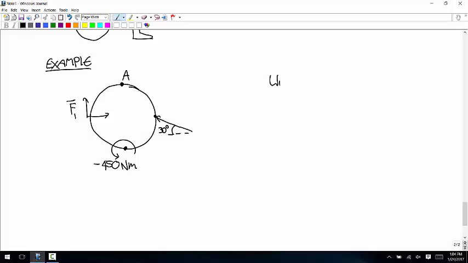And we want to know what is that force. Oh, this is F2. What's the force vector F1 and the value F2 if this object is in equilibrium?